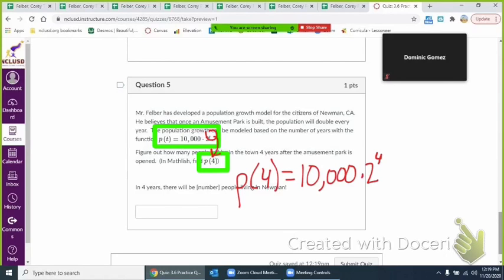Just remember when you go to solve this, exponents come before multiplication. So you have to do the exponent first and then multiply it by 10,000.